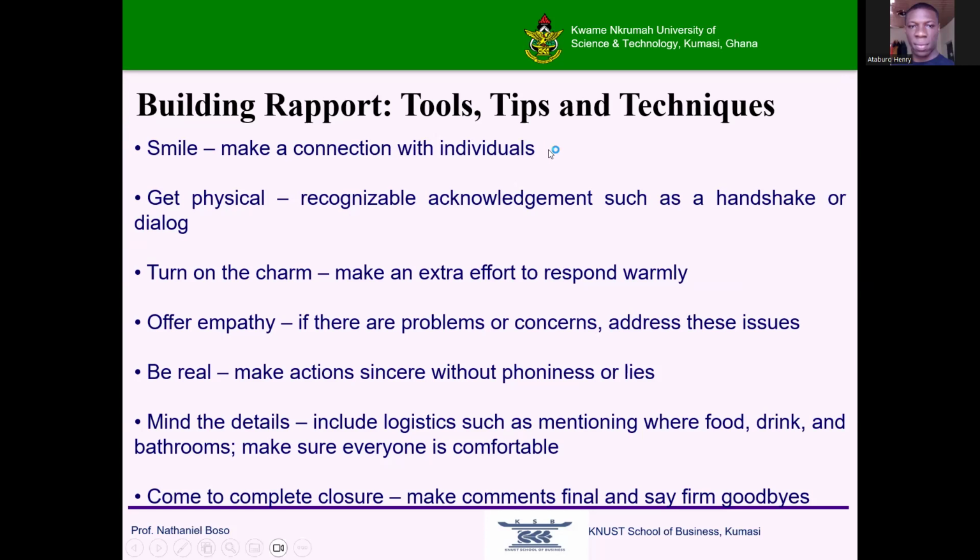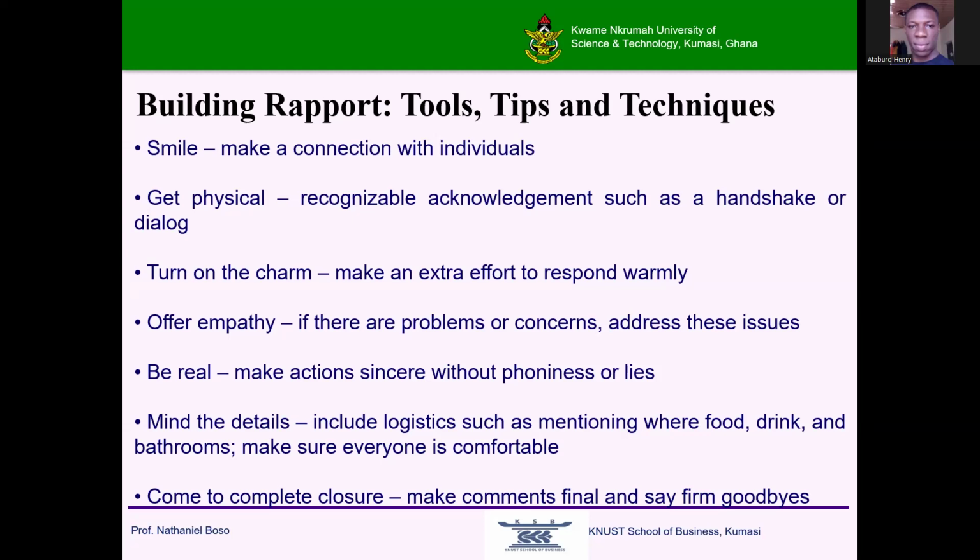So, especially for the one who is moderating it, you need to be able to smile, make connection with individuals, generate the positive emotions you need from them to respond to the issue at hand. Get quite physical. Okay? Shake hands. If you can, hug. Just create that social ambience to make people be themselves, feel wanted, feel recognized, so that they can interact with you as though they knew you before, although they just met you.